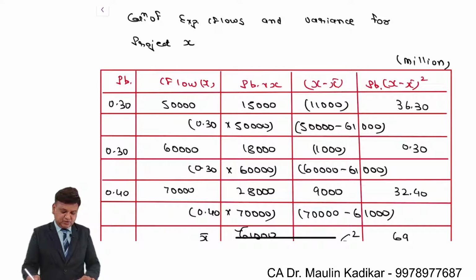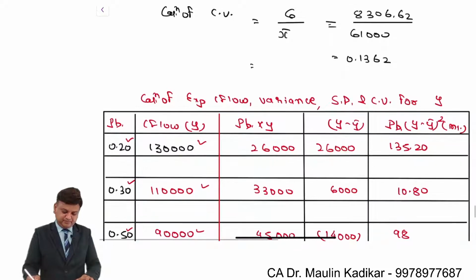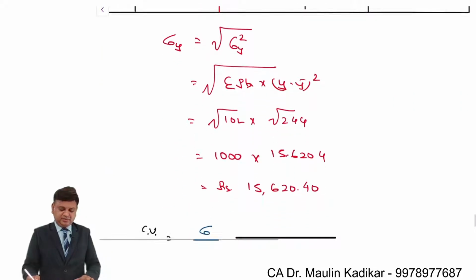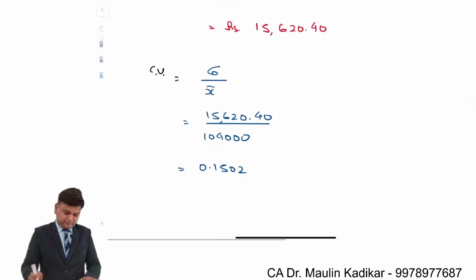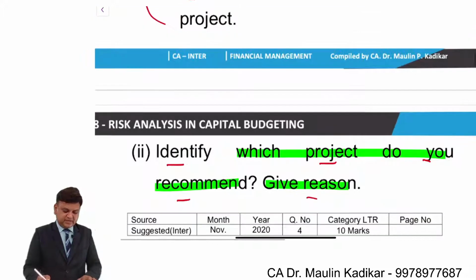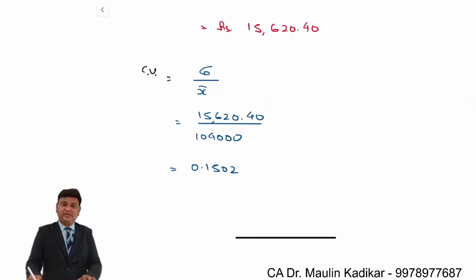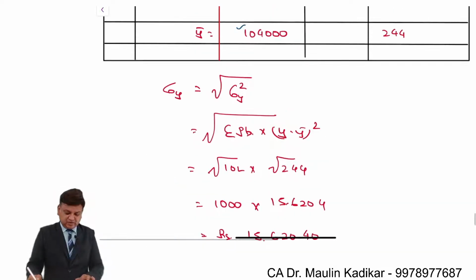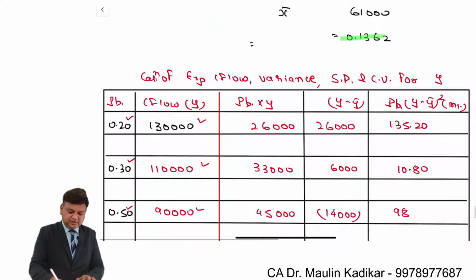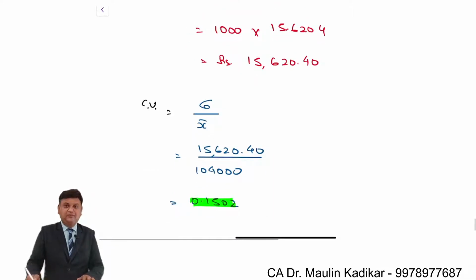So friends, we have made the calculation of the mean value, variance, standard deviation and CV. Similarly, working we have done for the project Y. Now the question speaks like this. Identify which project do you recommend and give reason. It's very simple for us to understand that we have the CV, coefficient of variation, in the answers that we have calculated. For project X it is 0.1362 and for project Y it is 0.1502. Of course the project X which is having comparatively lower CV would be better.